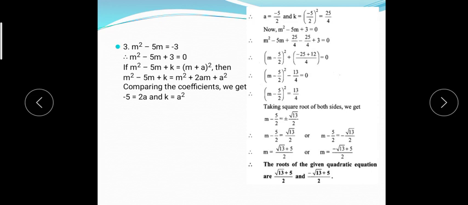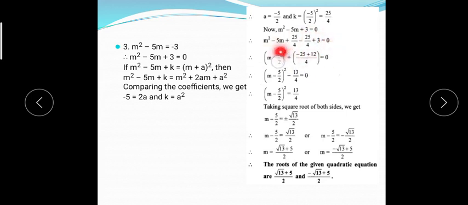Now third question. This is also very simple. m square minus 5m is equal to minus 3. The coefficient of m square is 1, and therefore no need to do the first step. Now minus 5 is the second coefficient. So what is b? b is minus 5. So (minus 5 by 2) whole square, that is 25 by 4. So you have to add and subtract 25 by 4 in the equation.